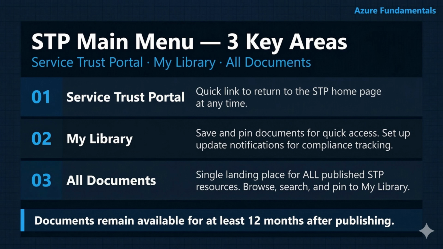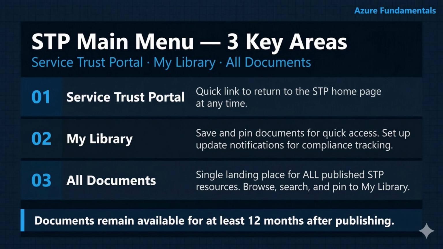The third is all documents. This is the most important area for content access. It serves as a single landing place for all documents published on the Service Trust portal. From all documents, you can browse and search every available resource, and you can pin any document to your My Library from here. An important note from the Microsoft documentation.